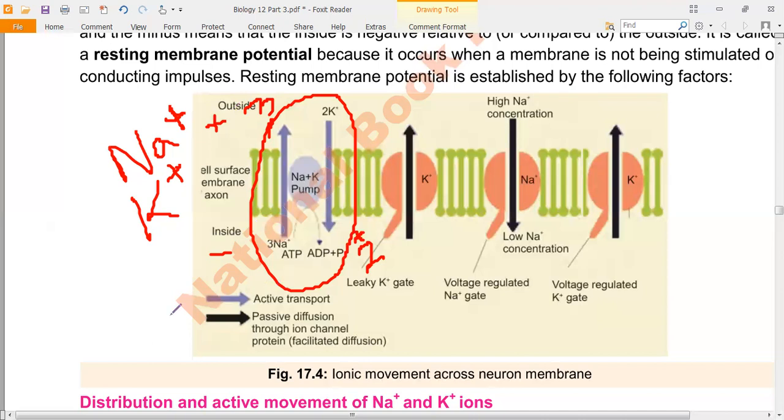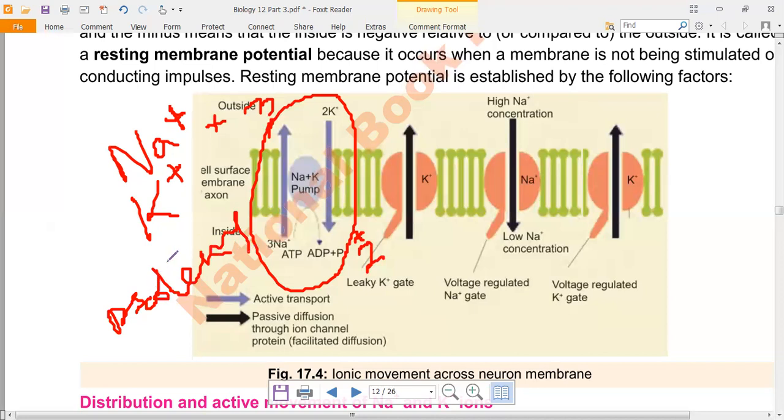Number two: why is it positive from outside and negative from inside? This potassium is bound by lots of negatively charged proteins which are present inside the membrane, in the cytoplasm of the neuron. The proteins are negative. That's why from inside it is more negative.